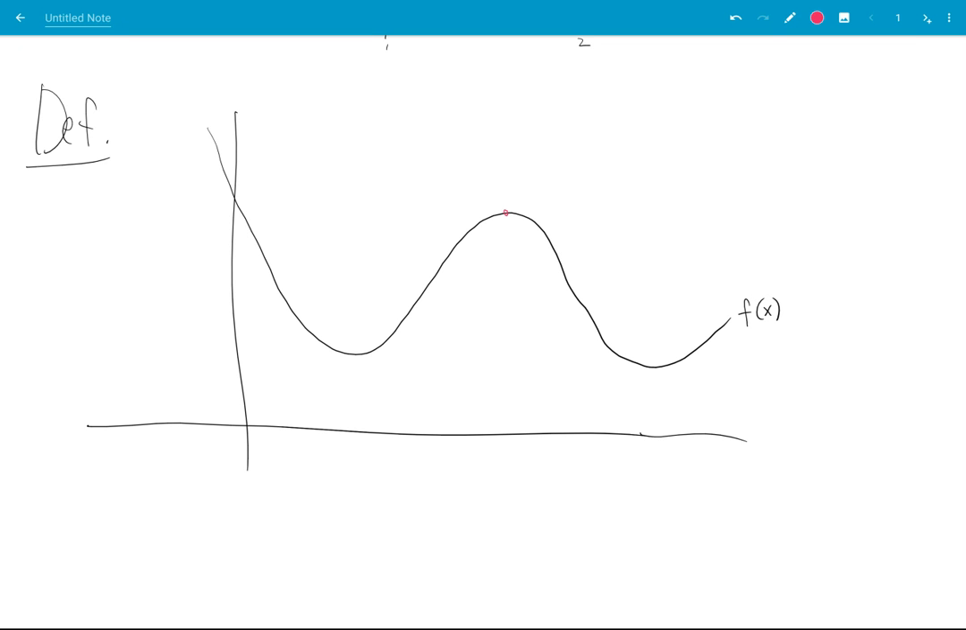Okay, so we have this top of the hill. Okay, we call this a local maximum. Or relative maximum. Okay, so later we're going to define absolute maximum. That's obviously not what we have here, because over on the left, the function gets bigger.